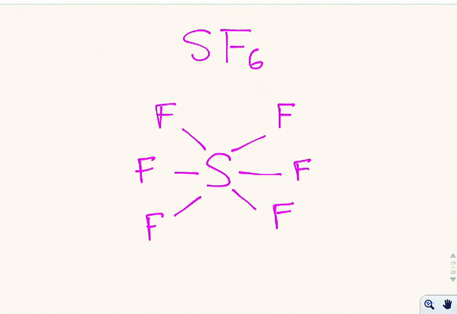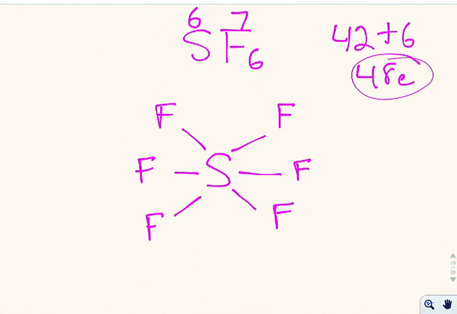Okay, sulfur had 6 electrons. Fluorine brings 7 electrons, and there are 6 of them. So I have 42 electrons from fluorine plus the 6 from sulfur, or 48 total electrons. Now, by making the bonds with the fluorine, I've used up 2, 4, 6, 8, 10, 12 electrons. So I've used 12 electrons, and that leaves me with 36 electrons left.